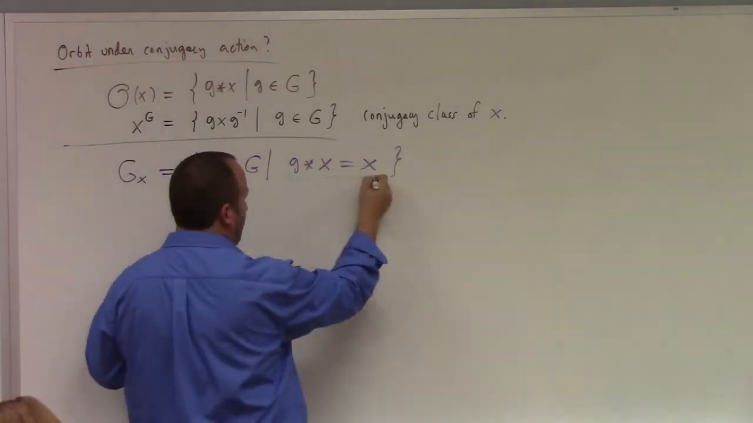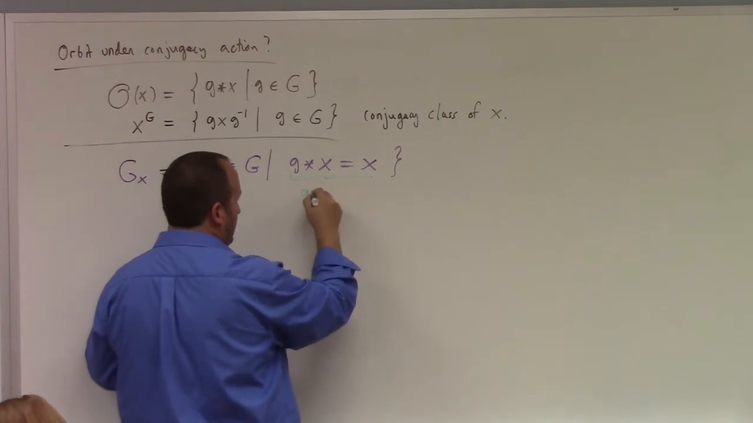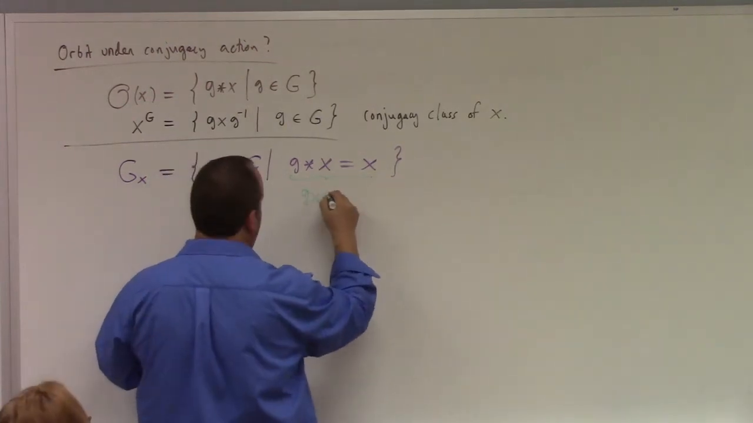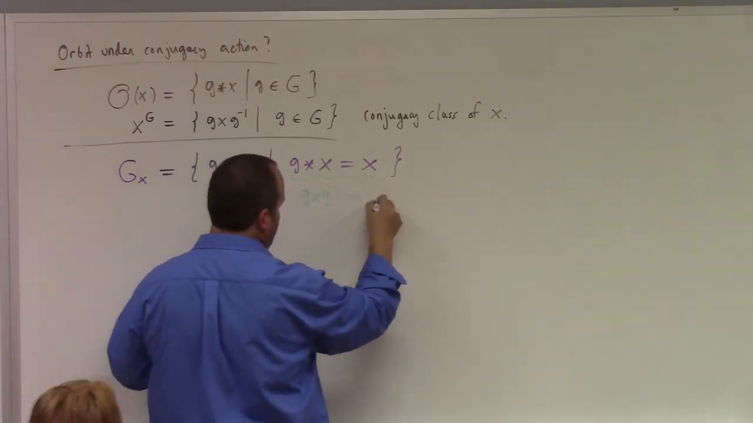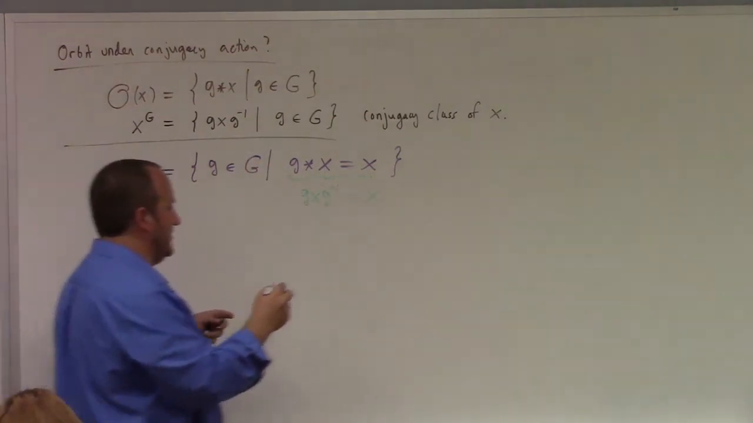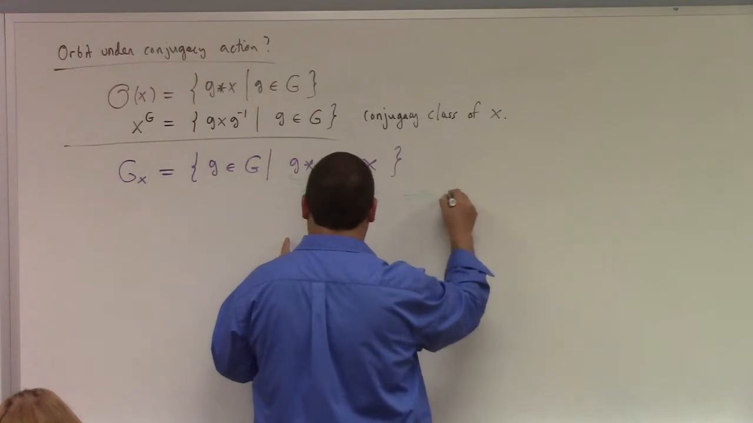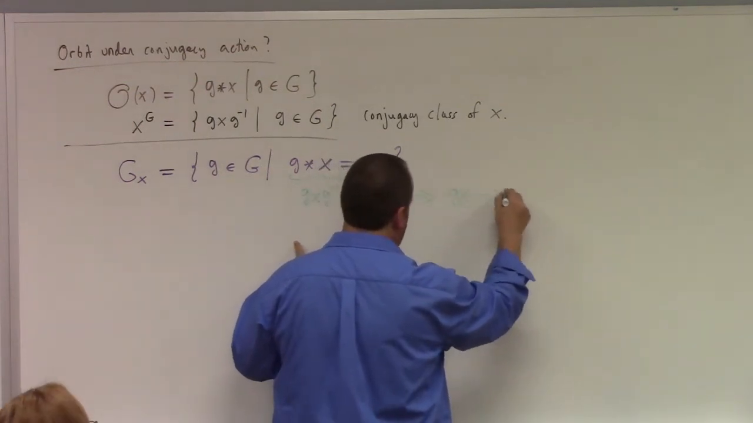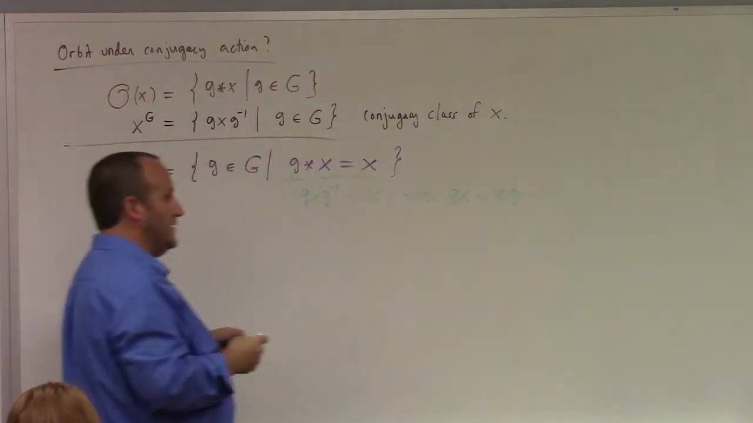For the conjugacy action, that's gXg inverse equals X, which is a hop, a skip, and, well, not even that, it's just a jump. It's gX, that gives us gX equals Xg, right?